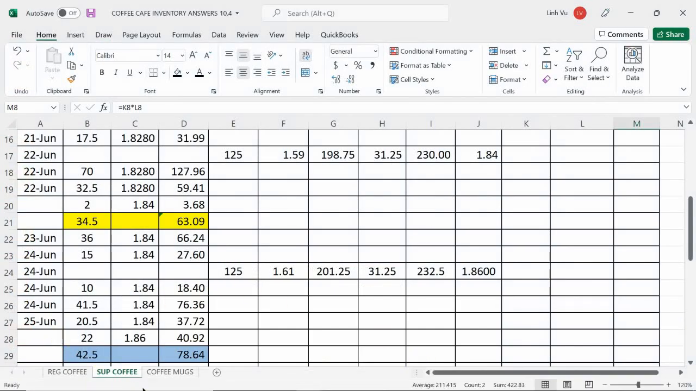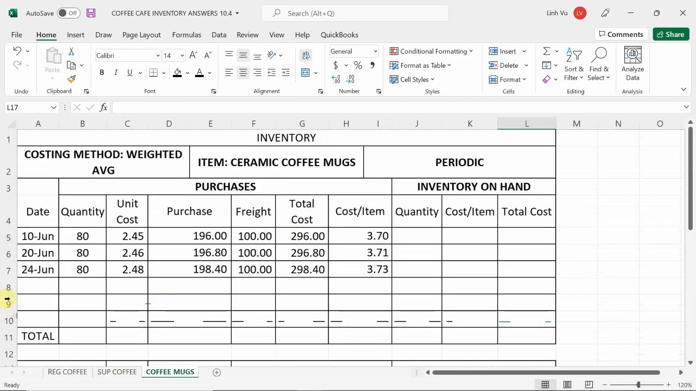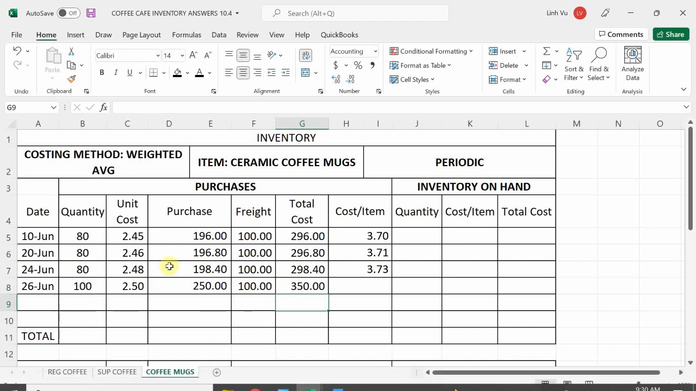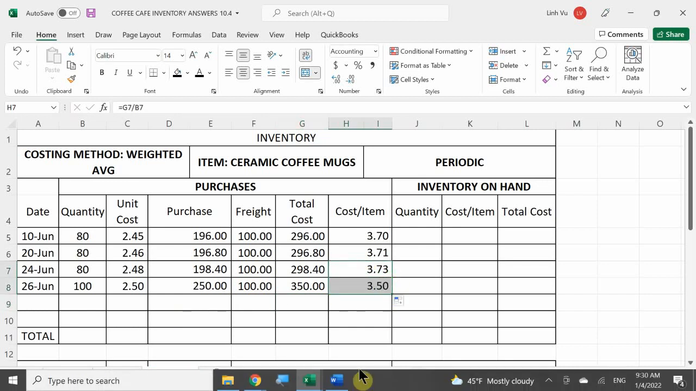Okay, last but not least, we need to go to our inventory worksheet, because now we need to pop it in here for the 100 cups at $2.50 each, plus 100 for freight. And just for practice purposes only, how much is it going to cost me per cup? $3.50 each, right? 350 divided by 100 gives you $3.50 each.